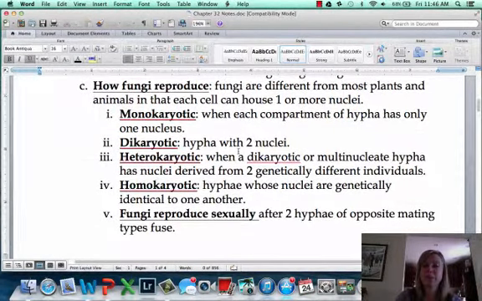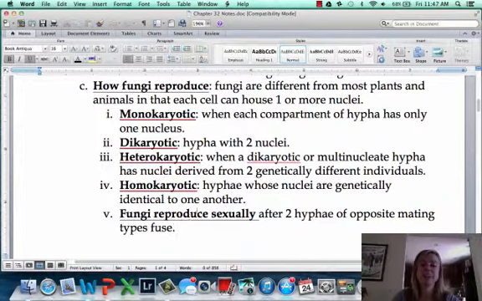Now, as far as the way that they reproduce, they're going to be a little bit different because, like I said, they're going to fuse together and temporarily have two separate nuclei. So we call it monokaryotic when they only have one nucleus, and then it's dikaryotic when they have two. And then as far as the dikaryotic stuff goes, you can either be heterokaryotic or homokaryotic. So heterokaryotic would be if you had two separate types of fungus growing, and then they grow next to each other, and then they fuse together. So those are two different organisms. But sometimes you can have a fungus that just kind of grows into itself, and that would be homokaryotic, okay?